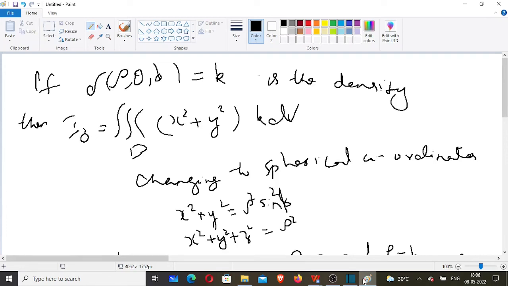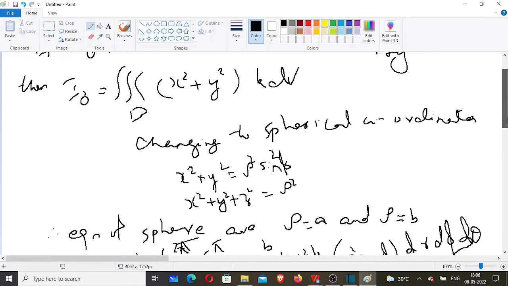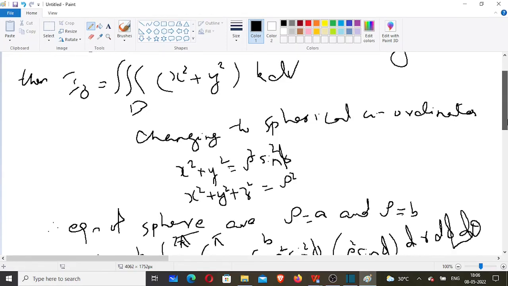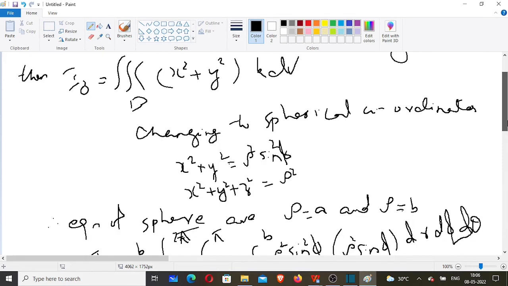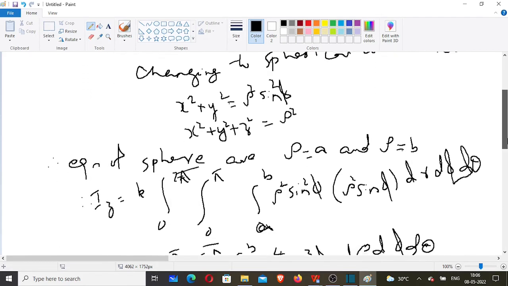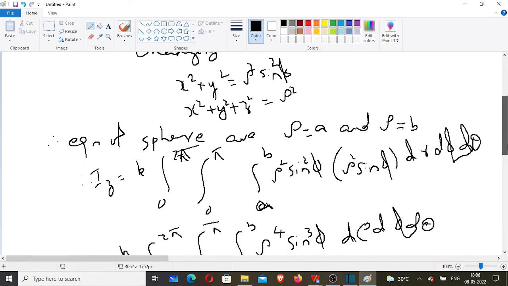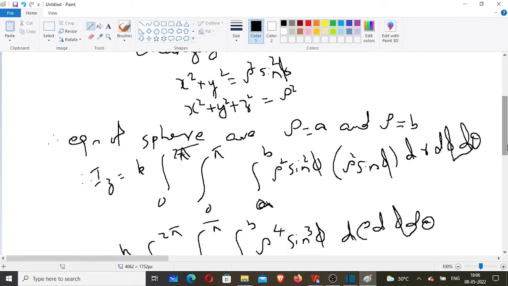Then Iz is equal to the triple integral over D of x square plus y square into k dV. Now we have to change it into spherical coordinates. So x square plus y square becomes rho square sin square phi, and x square plus y square plus z square equals rho square. Therefore here the equations of the spheres are rho equal to a and rho equal to b. Therefore the inertia Iz is equal to k, integral 0 to 2 pi, 0 to pi, a to b, rho square sin phi.